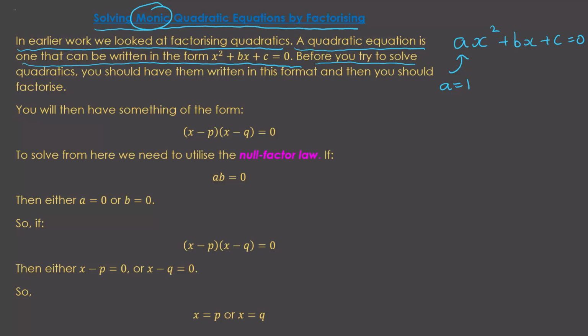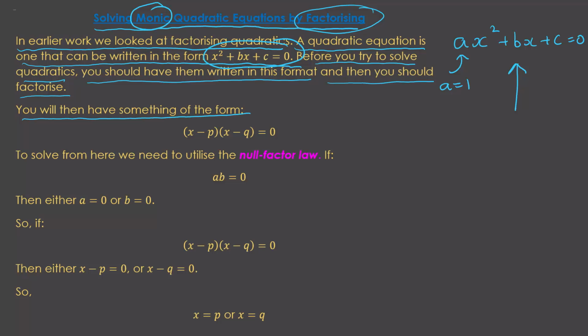Before you try to solve quadratics, you should have them written in this format, and then you should try to factorise. At least if we're solving by factorising, there are other methods of solution, but in actual fact, all the methods of solution usually start with writing them in this format, or in this format if they're monic. You will then have something of the form x minus p, x minus q is equal to 0.